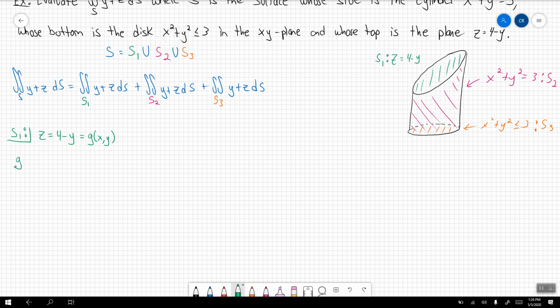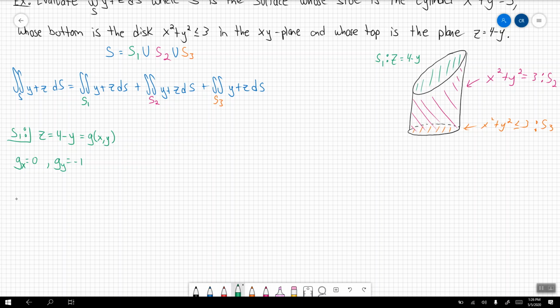So I'm going to find the derivative with respect to x. Now there's no x there, so it's just going to be 0. And the partial derivative with respect to y is going to be -1. I'm going to hold on to these because they remind you of that gradient that we're going to need to take the magnitude for. Awesome. So let's start looking at my double integral then.